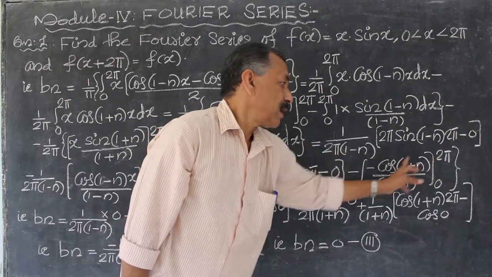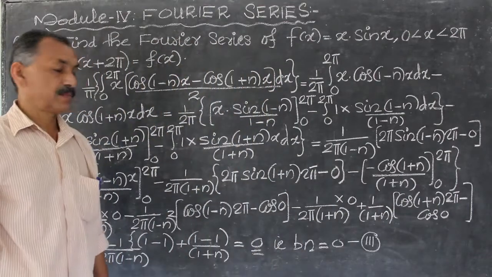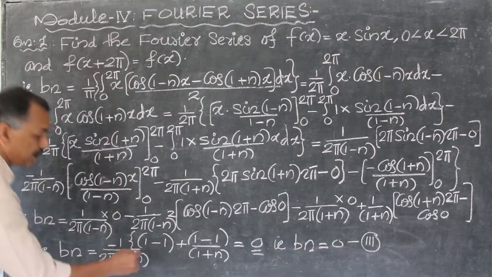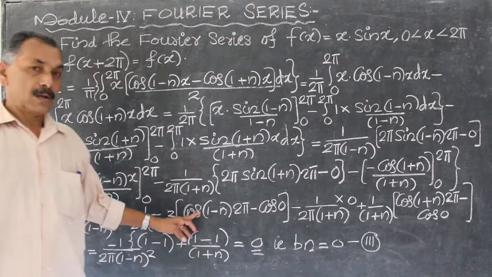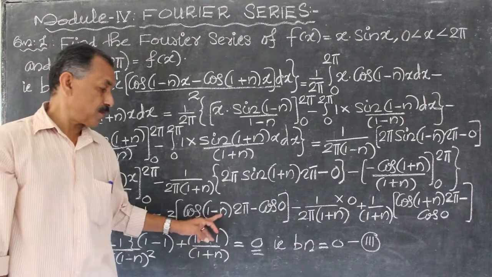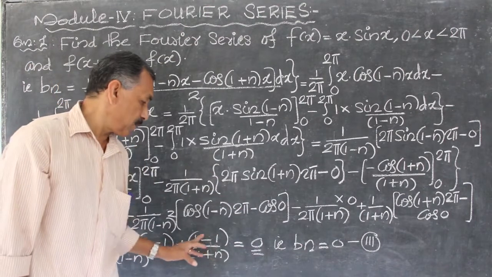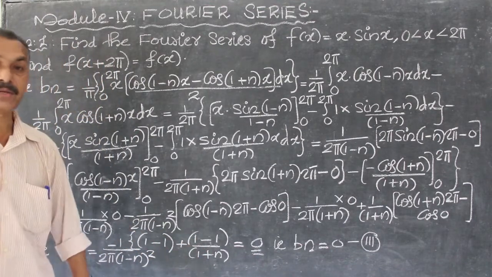Applying the upper limit gives cos (1 plus n) into 2 pi minus cos 0. Second, that is equal to Bn is equal to minus 1 divided by 2 pi into (1 minus n) square. Cos 2 pi is equal to 1, cos 0 is 1, 1 minus 1 is 0. Then the value is 0.